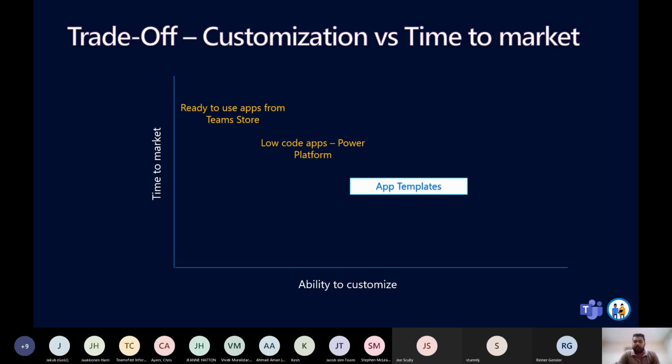Then you have app templates, on the other hand, that only require deployment and can be customized or built on top of what is already existing. The last one is apps that are developed from scratch. These will require a lot of time before end users can get their hands on them. However, they give maximum flexibility in terms of customization. So these are the types of apps that you can actually deploy and get apps into Teams.